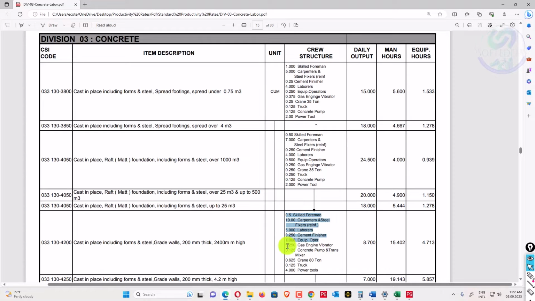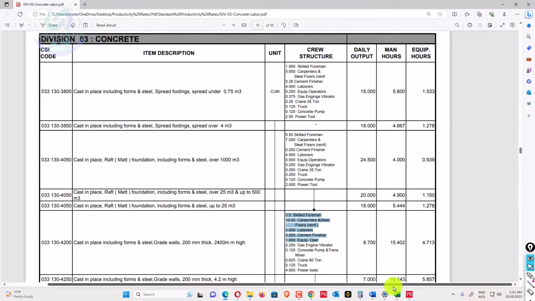Every item has been written on the base of BOQ. It's not like if there is specific concrete work, there will be only a concrete work crew. It's not like that. This is completely based on BOQ. So all the references of complete crew structure have been related to that BOQ cost and BOQ productivity.